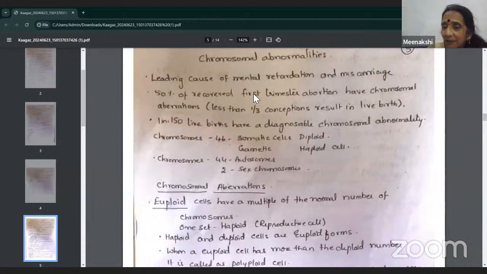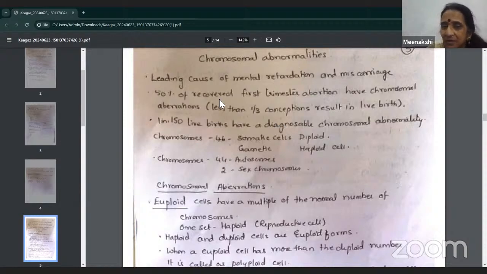So what happens if there are chromosomal abnormalities in the body? As we said, there are diploid and haploid chromosomes, and there are autosomes and sex chromosomes. The changes can be in the autosomes or in the sex chromosomes. If there is a change in the sex chromosomes, what type of syndromes will we see? If there is a change in the autosomes, what kind of syndromes will we see? Now, these are chromosomal abnormalities.